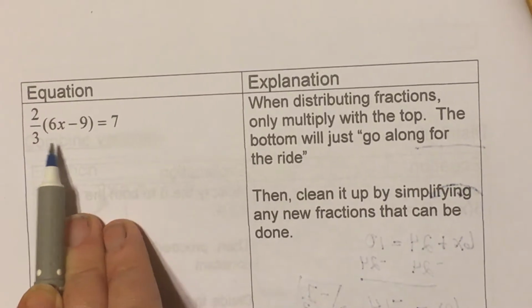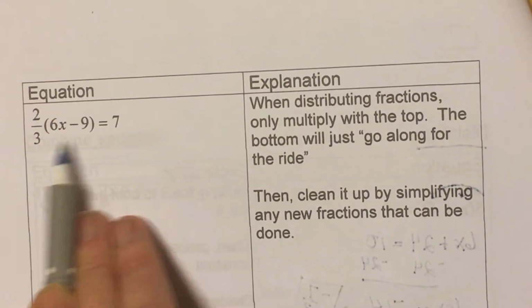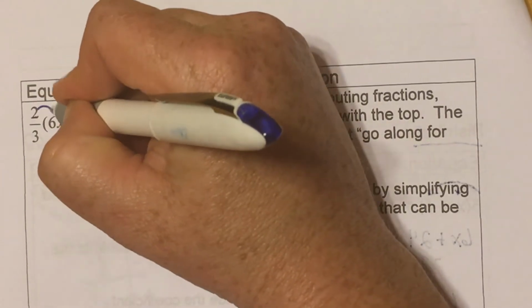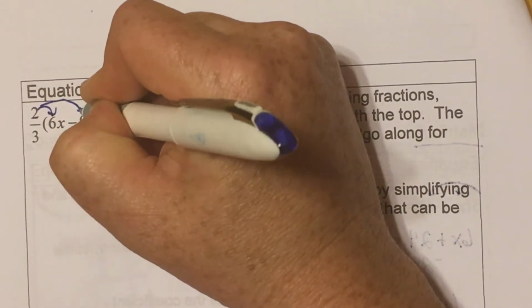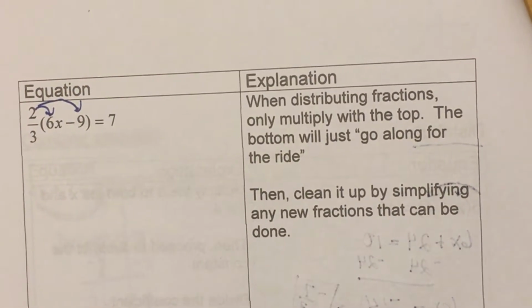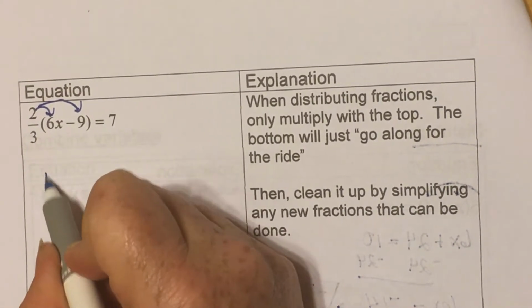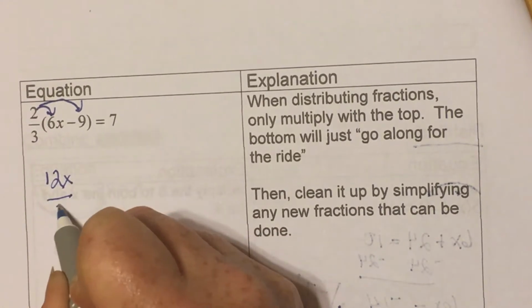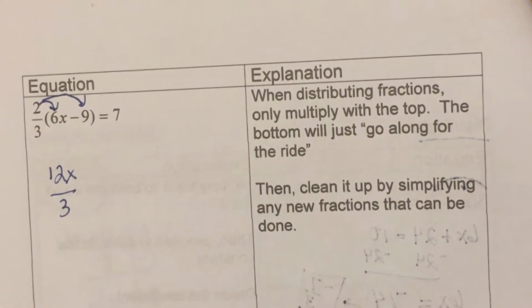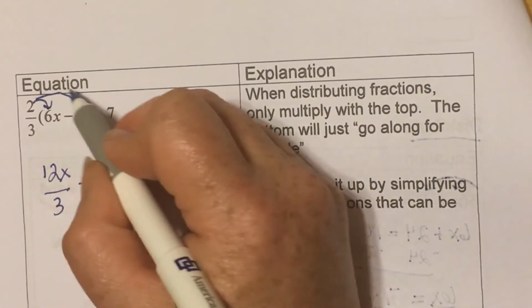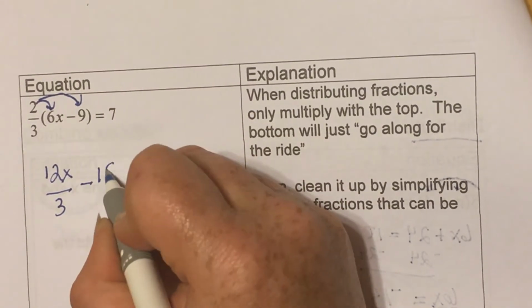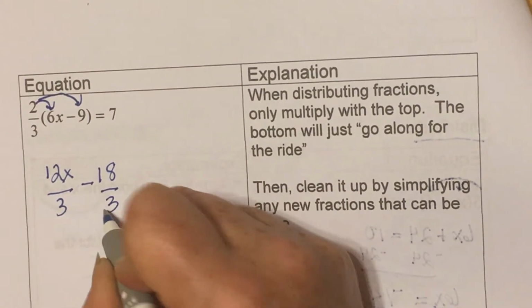So guess what that means? 3 is only going to be going along for the ride. It's not going to multiply with anything. But the 2, that's going to get to multiply to both the 6 and the -9. So we're going to see how that looks. So 2 times 6x is 12x. The 3 just goes along for the ride. Then you have minus 2 times -9 is -18. The 3 goes along for the ride.